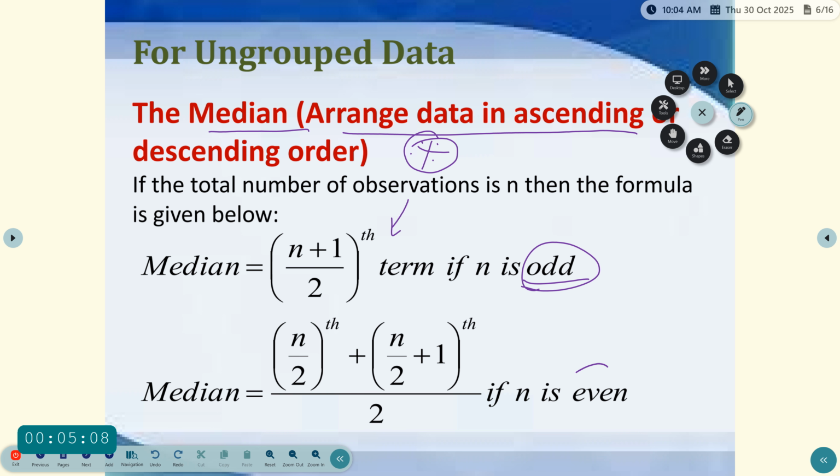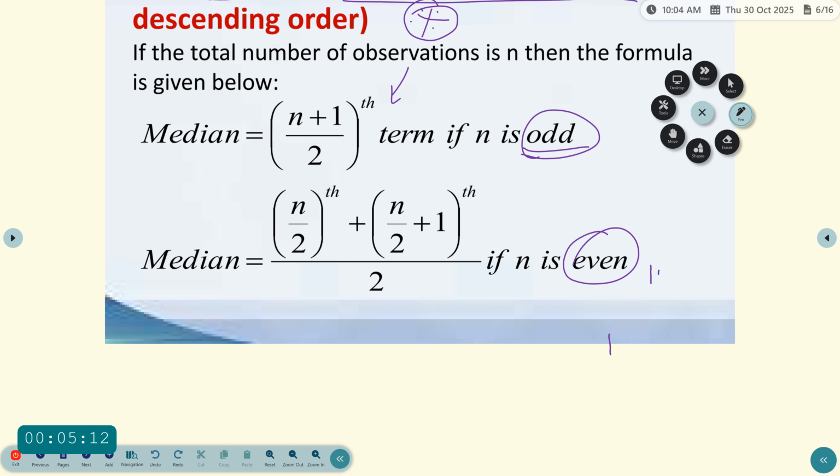If the number of observations is an even number, suppose 10 observations are given, or 12, or 100 observations, what is the median formula? It is the n by 2th term plus the n by 2 plus 1th term, divided by 2. The average of the n by 2th term and the n by 2 plus 1th term. This is the median formula.